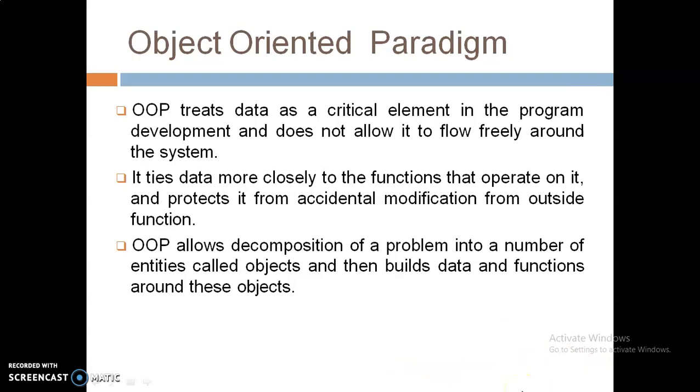The next thing is OOP allows decomposition of a problem into a number of entities called objects and then builds data and functions around these objects. OOP decides which entities are going to take part in the system and then makes their objects, and then these objects build data and functions around themselves.